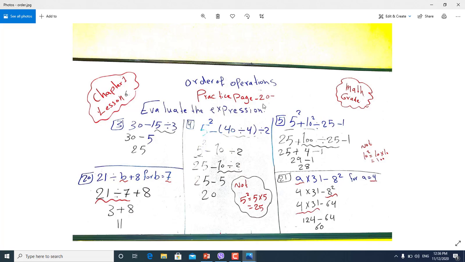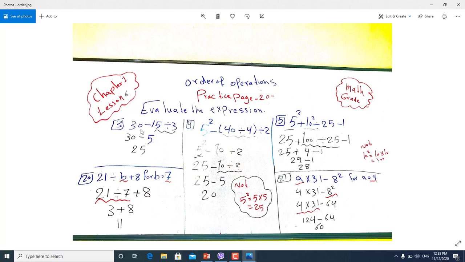Let's solve practice page 20. Evaluate the expression. Number 3, we have 30 minus 50 divided by 3. Okay, from the first step, we say that if you have parentheses, we will solve. From there, we don't have parentheses. From the second step, if you have an exponent, we will clear it, so also we don't have an exponent. After that, if you have divide or multiply from left to right, we have divide, let's solve it.